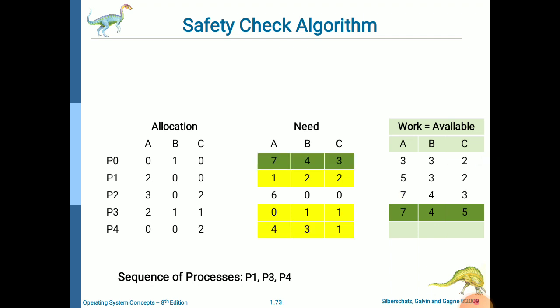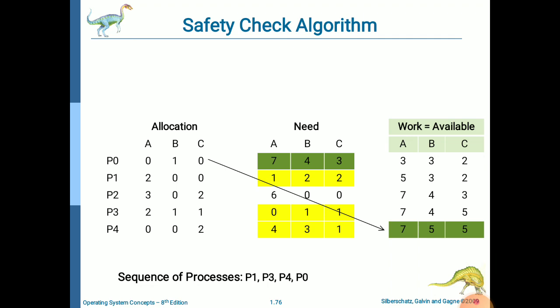Now again we'll move to P1, P0. P0 is not yet executed, so now we'll look at P0. 7, 4, 3 is the need of P0. The available resources are 7, 4, 5. So it is possible to allocate. So we'll allocate, we get the P0 allocation back to the work, and P0 is added to the sequence of processes. So now the available resources will be 7, 5, 5.